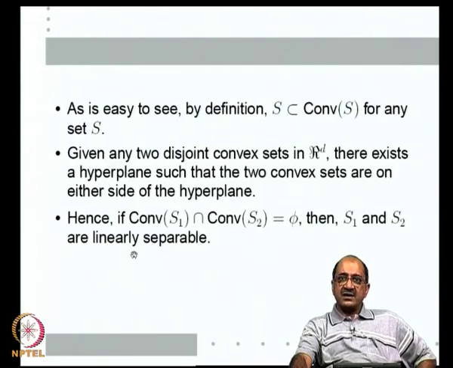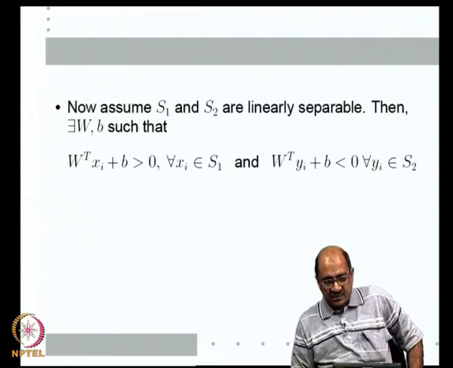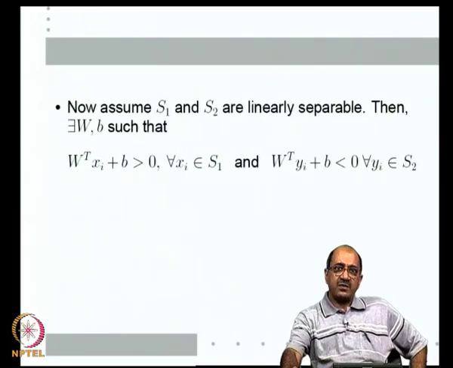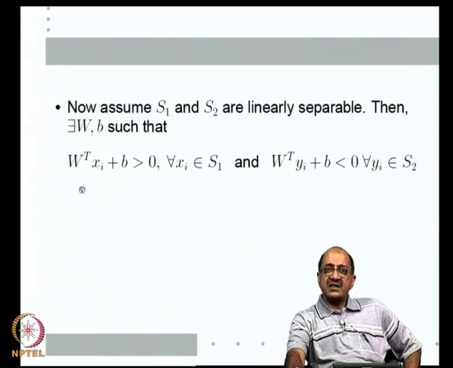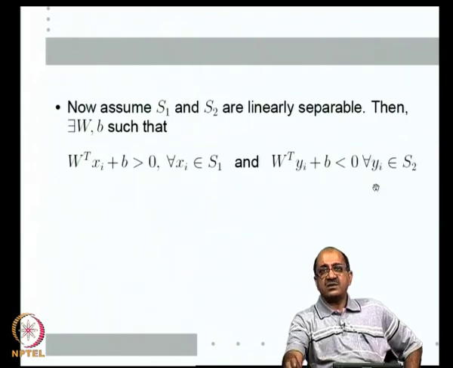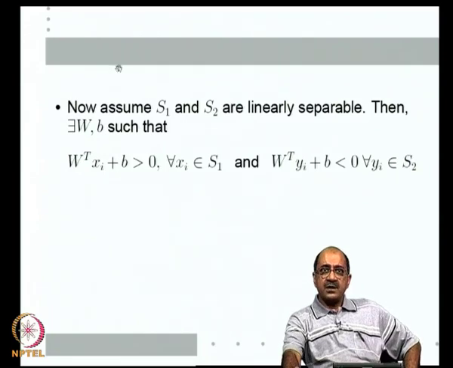Now, we will show the other way. If S1, S2 are linearly separable, then the convex hulls do not intersect. So, let us assume that S1 and S2 are linearly separable. What does linear separability mean? Recall from our lectures, when we discussed the perceptron, we defined linear separability. Linearly separable means there exists a hyperplane such that all points of S1 are on one side of the hyperplane and all points of S2 are on the other side. The hyperplane in R^D is determined by W and B, where W is a d-dimensional vector and B is a scalar. So, if S1 and S2 are linearly separable, then there exist W and B.